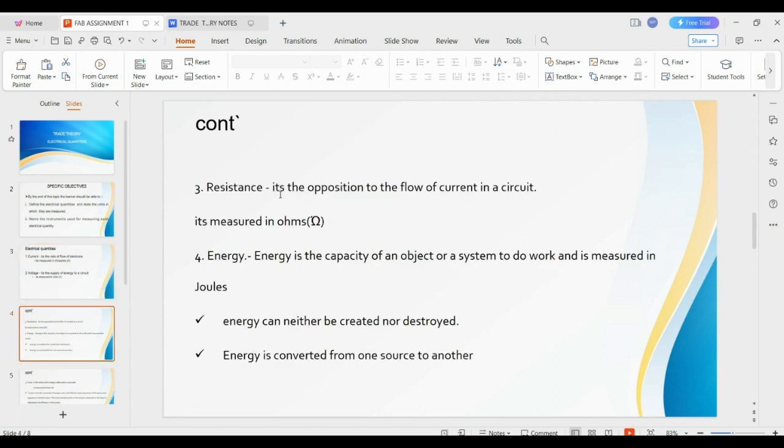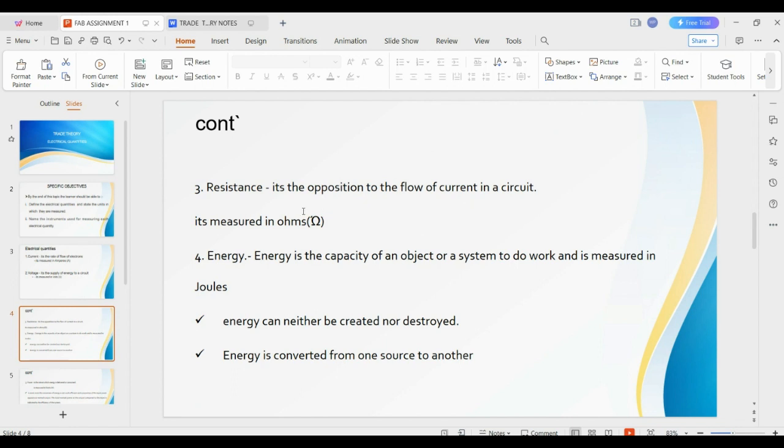The next electrical quantity is resistance, and resistance is the opposition to the flow of current in a circuit. It's measured in ohms, abbreviated as this symbol here.